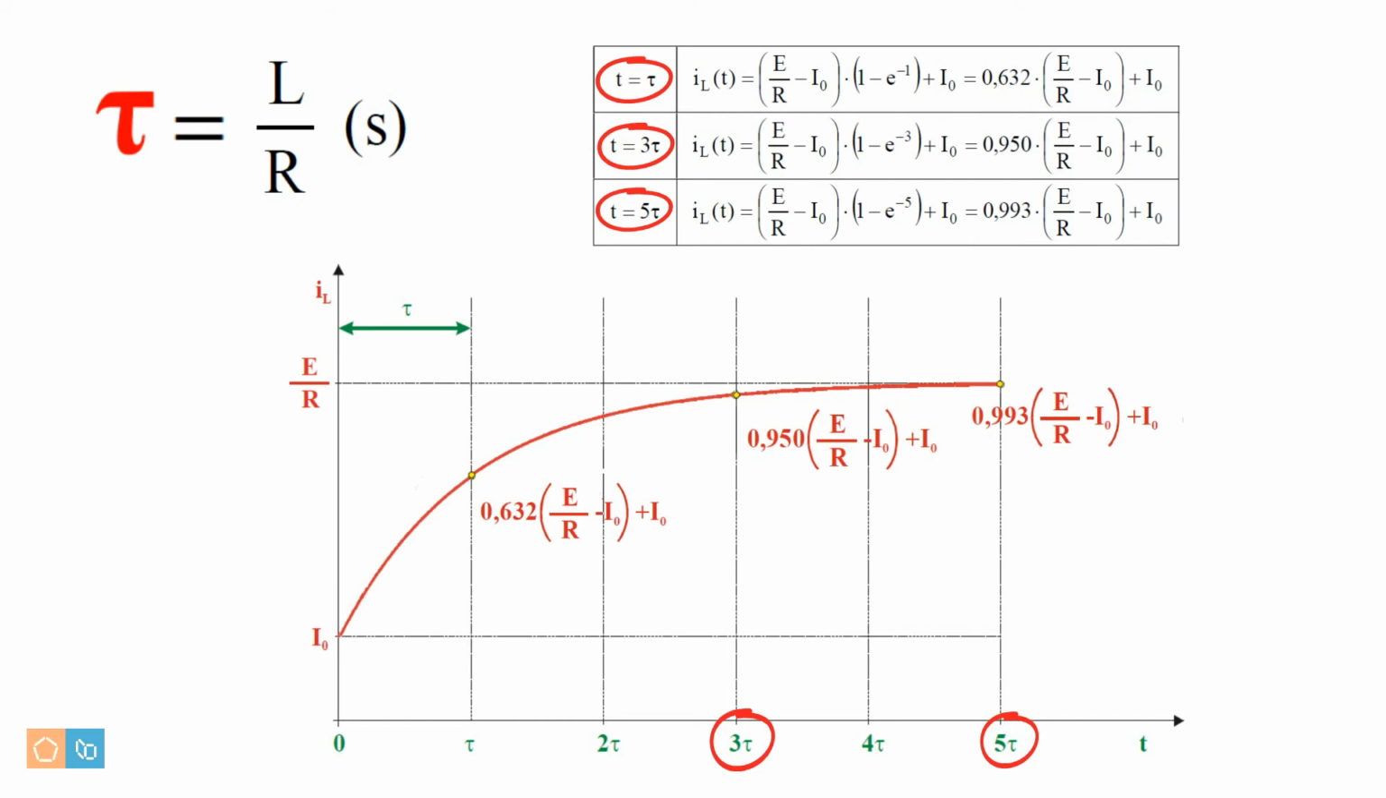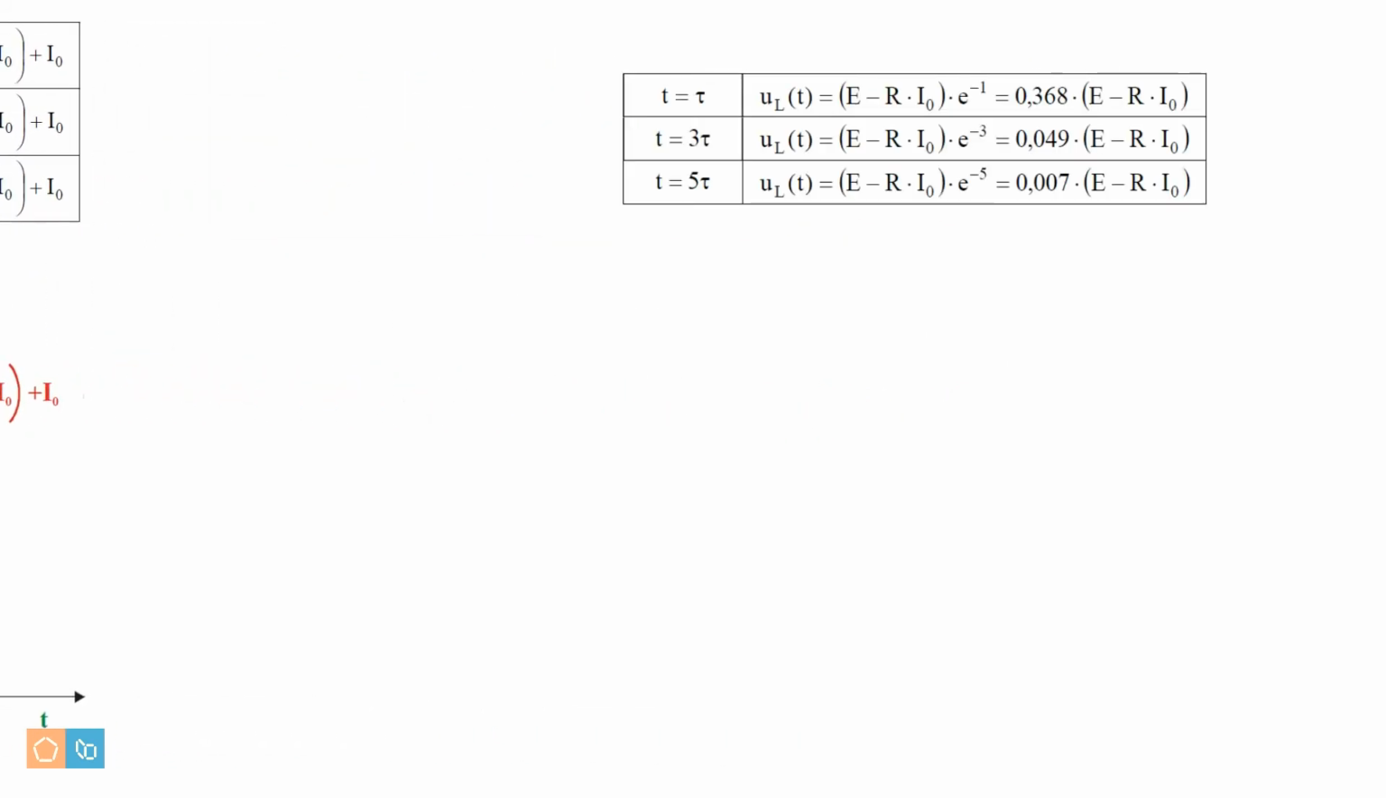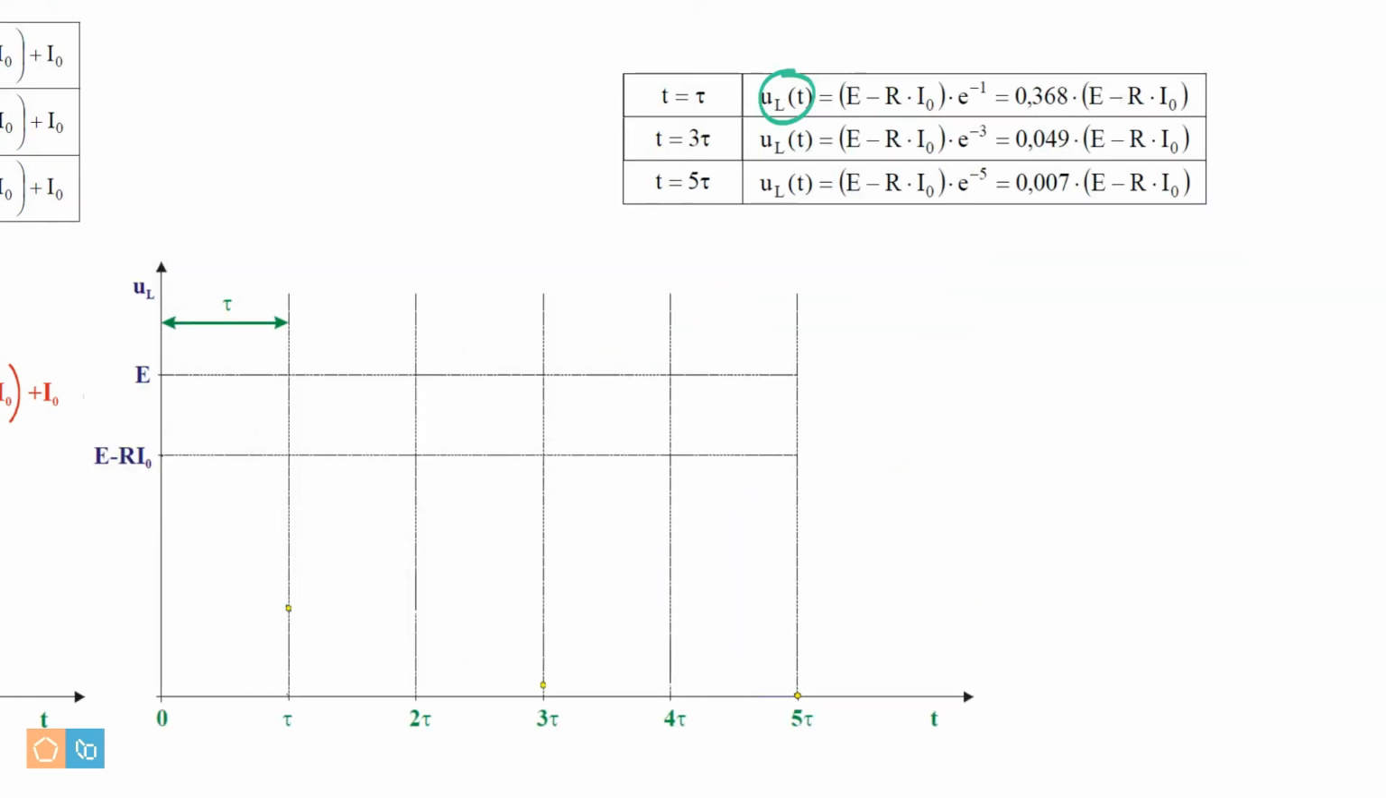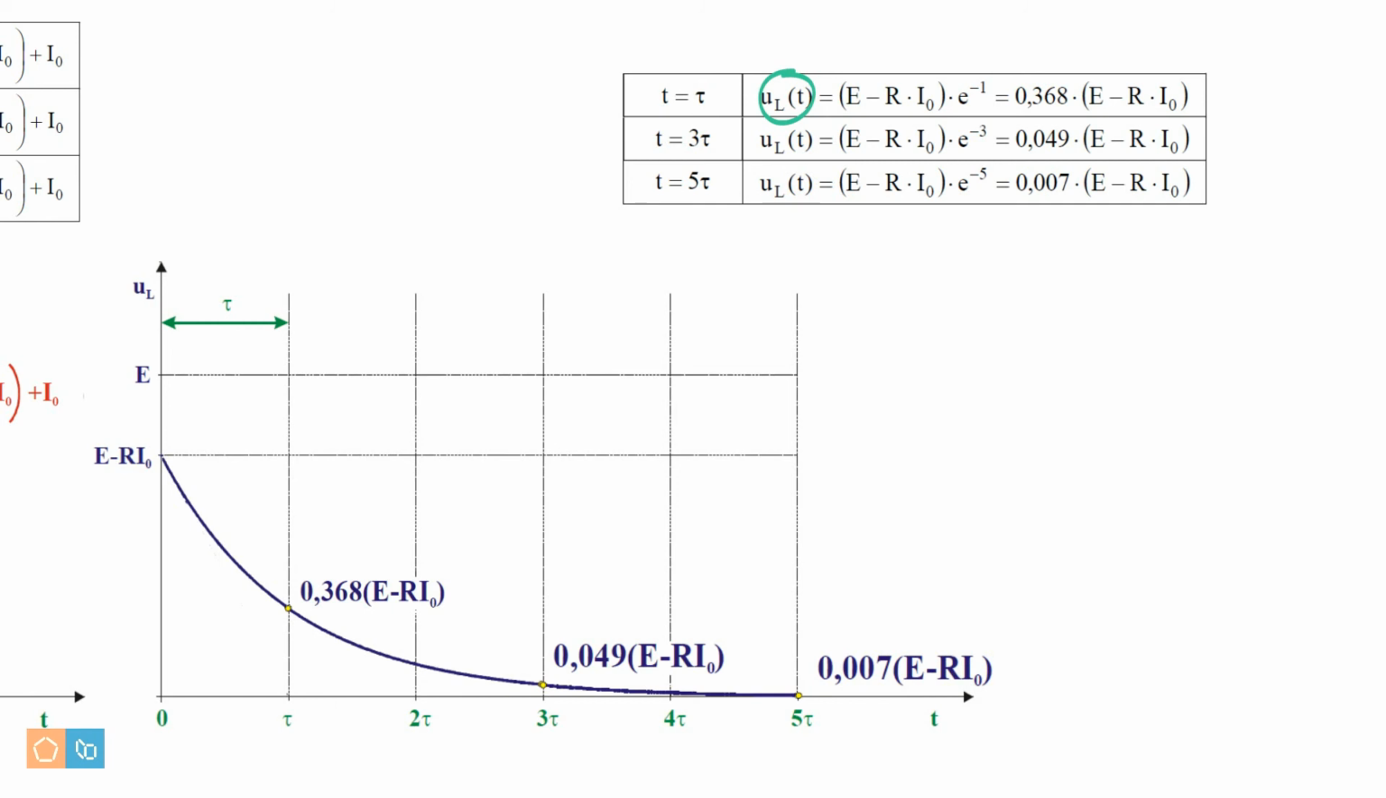On the other hand, the voltage UL across the inductor behaves in the following way. For the instant t equals tau, the voltage UL reaches 36.8% of its initial value E minus R times I0. At the instant t equals 3 times tau, UL reaches 4.9% of its initial value. And at the instant t equals 5 times tau, UL reaches 0.7% of its initial value.